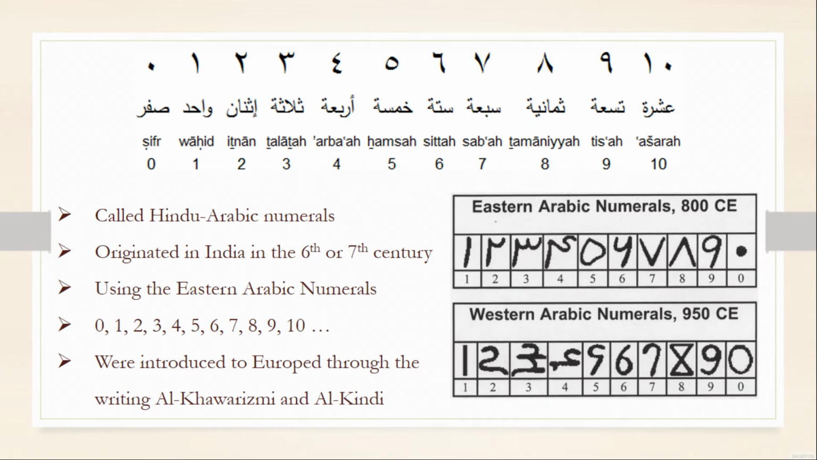Next, the numbers 0 to 9, called Hindu-Arabic numerals. They originated in India in the 6th or 7th century. Eastern Arabic numbers 0 to 9 were introduced to Europe through the writings of Al-Khawarizmi and Al-Kindi.